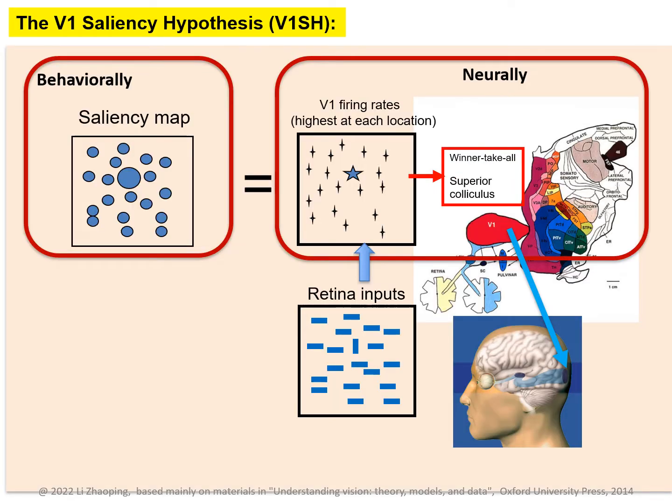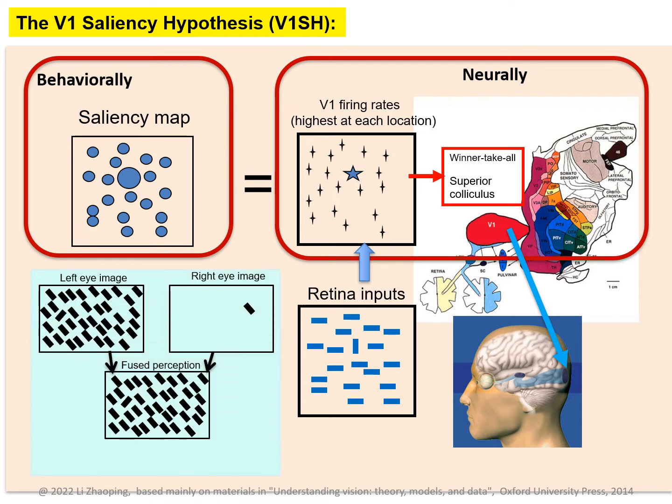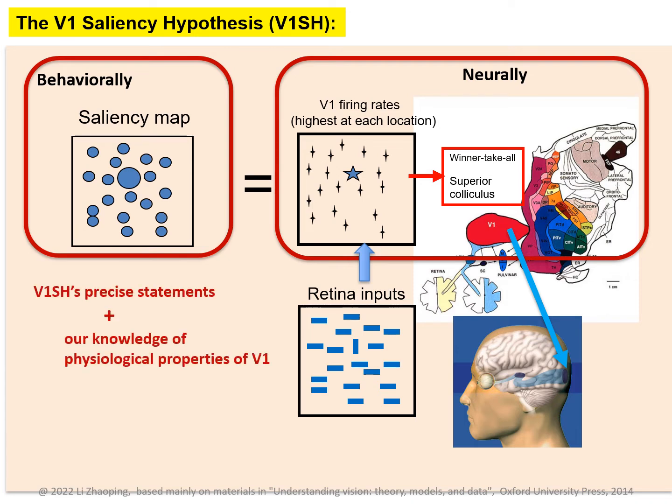Let's recall that VSH states that the highest V1 response to each visual location represents the saliency or bidding value for exogenous attentional selection at that location. This hypothesis has received strong support by having its prediction of an unknown but strong saliency effect by an ocular singleton confirmed experimentally. Because this hypothesis is precise, and because we have quite a lot of knowledge about the physiological properties of V1, VSH can provide additional predictions on visual saliency behavior. So let's now proceed to look at some of them and test them psychophysically.